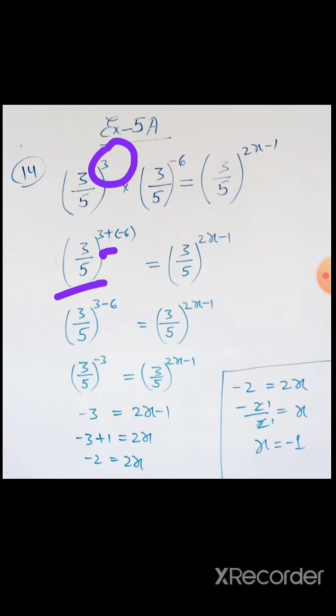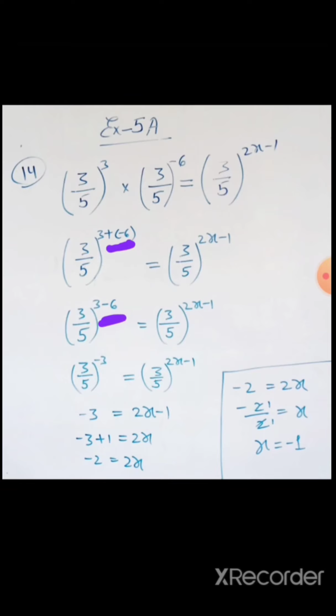So 3 plus the second power is minus 6, so we'll write here minus 6. 3 plus minus 6. In the next step we'll open the bracket of this minus 6. So plus into minus will be minus. In the next step we'll write 3 minus 6. Now we'll solve this: 3 minus 6 will be minus 3. So in the next step we will write here minus 3.